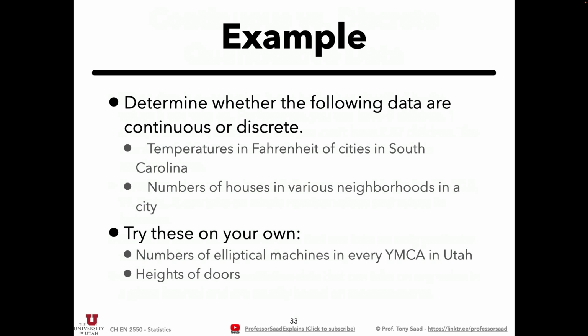Heights of doors, so this would be discrete. Heights of doors is continuous, because this door, you can measure it to a certain precision, and you can measure another door and compare them. They're continuous variables.